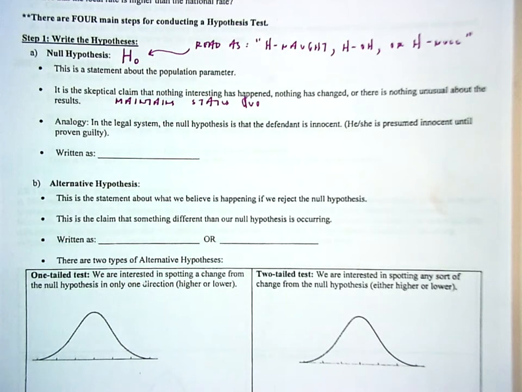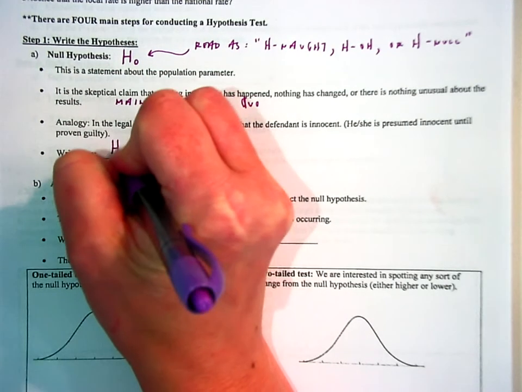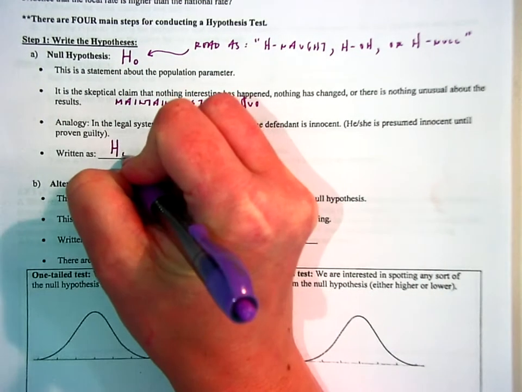A good analogy that we often use with hypothesis testing is the legal system. The null hypothesis would be that the defendant is innocent, that he or she is presumed innocent until we prove otherwise. We have the burden of proving them guilty. So we write this as H O or H naught.